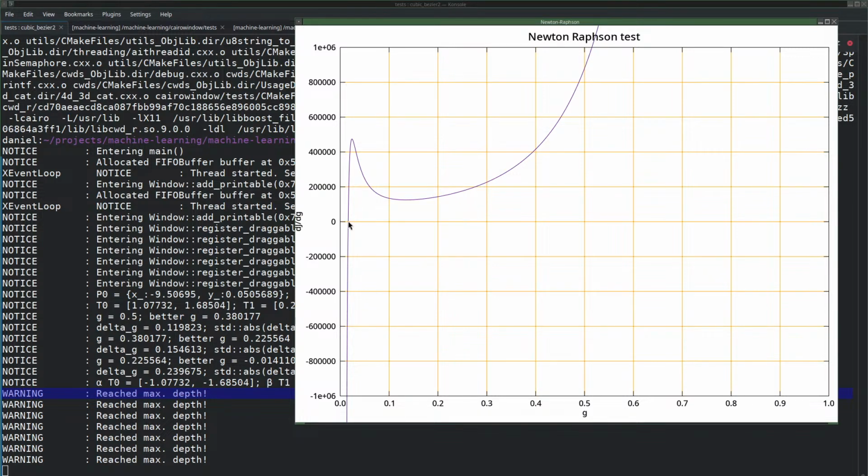So then the definition of backwards means that the sign of the second derivative is different from the sign of the current derivative.